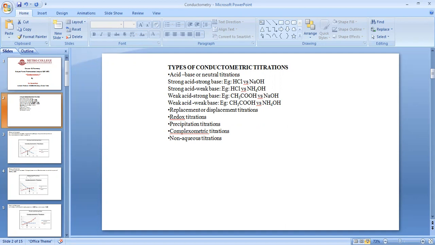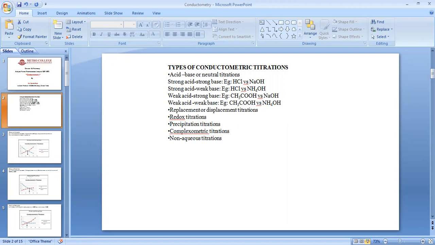Then second titration is strong acid weak base titration, in which there is a fall in the conductance due to the replacement of hydrogen ion by ammonium ion, and after the point there is constant conductivity due to the suppression of ammonium hydroxide by NH4Cl.